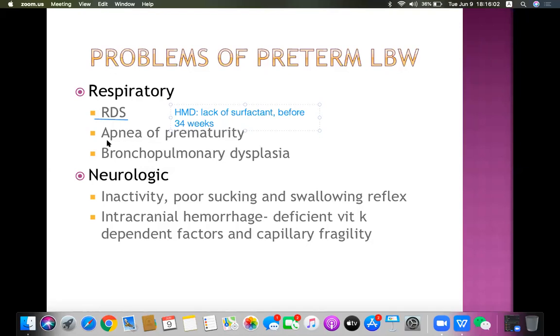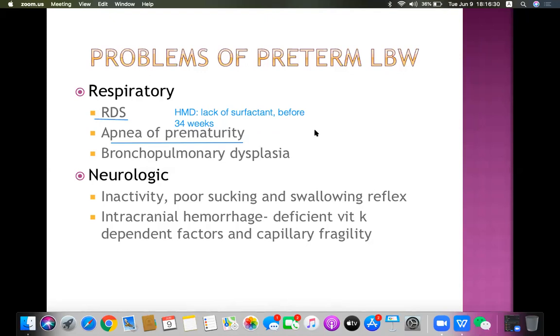Now, another one is apnea of prematurity. In the last class, when we talked about neonatal resuscitation, we clearly defined what is apnea. Anybody can tell me what is apnea? Stoppage of breathing more than 20 seconds.